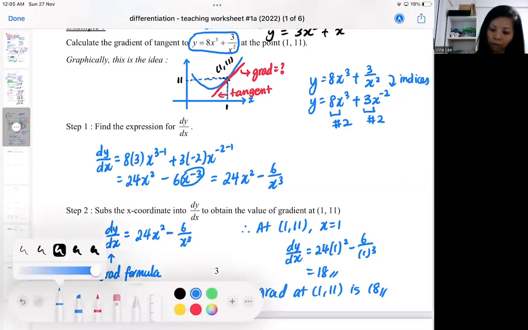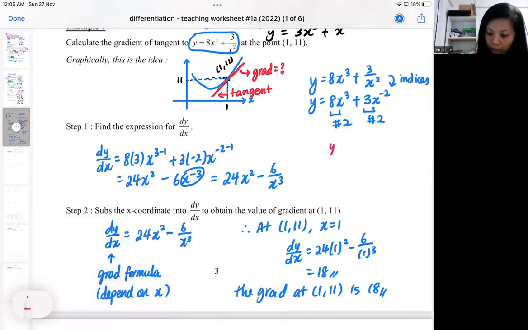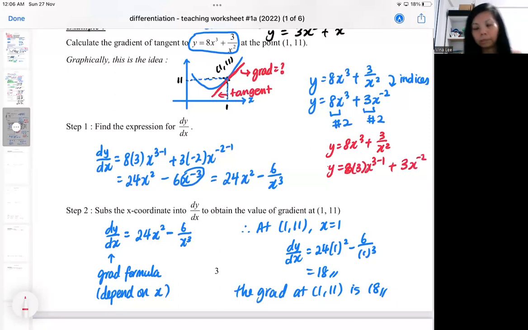And just now I mentioned wrong presentation. So what do I mean by wrong presentation? There will be some students who do this. Some students will be like this: they bring down the power, minus power, and then this part, they change to indices. So they will do a dy dx like this. So why is this wrong?